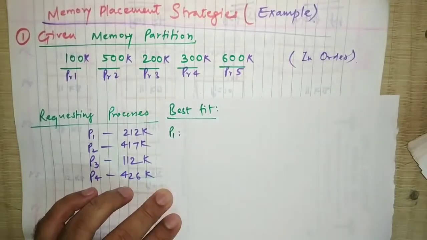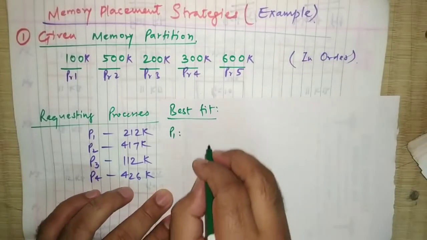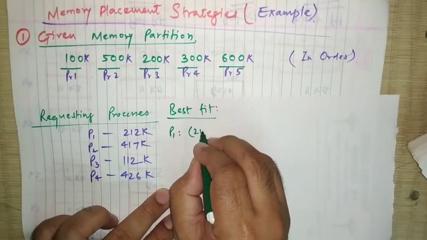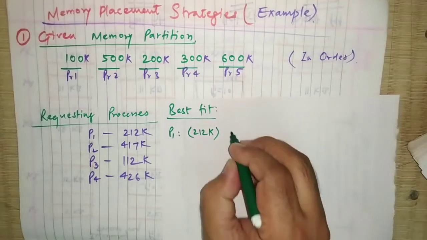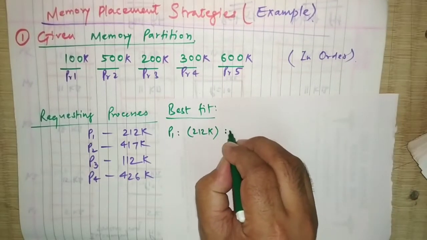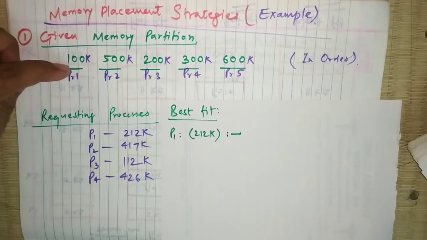Process P1 has come. Process P1 has a requirement of 212k. So where can we fit it? 100k we cannot do.